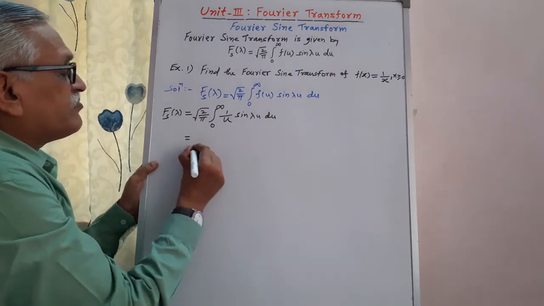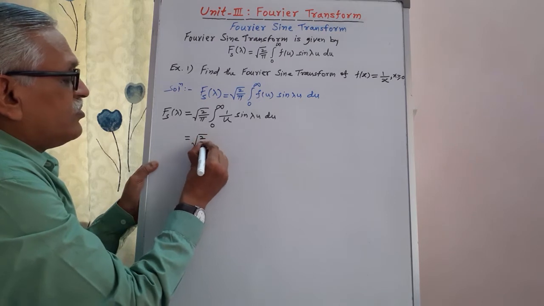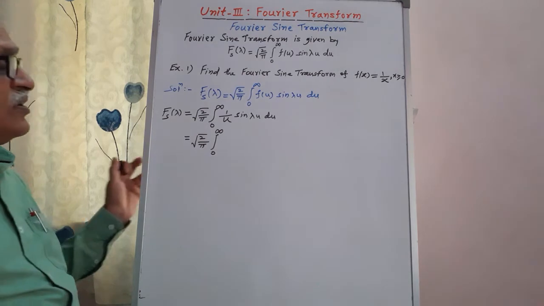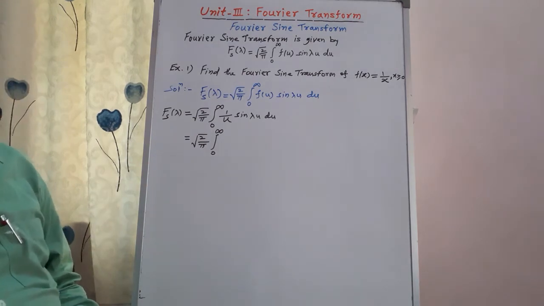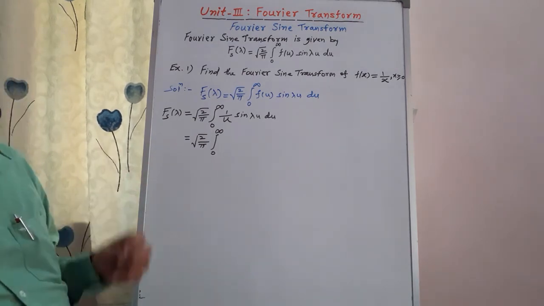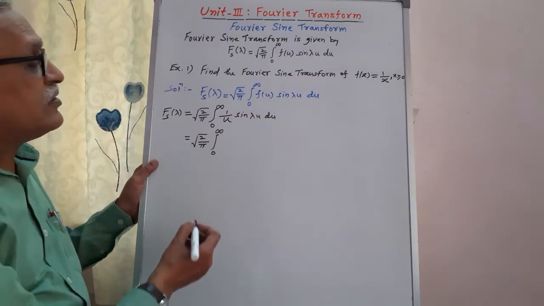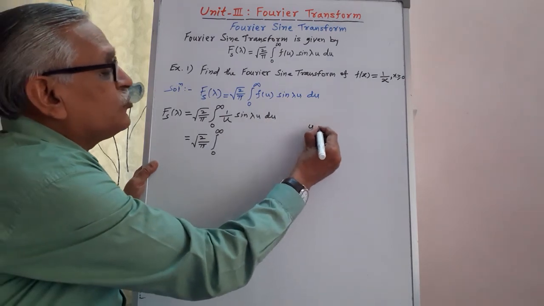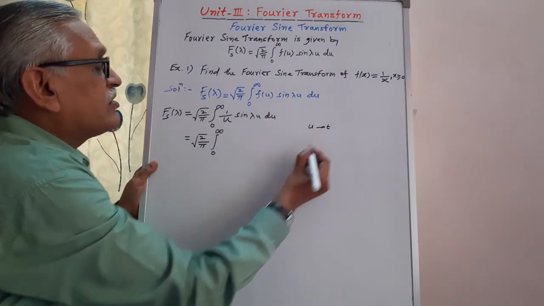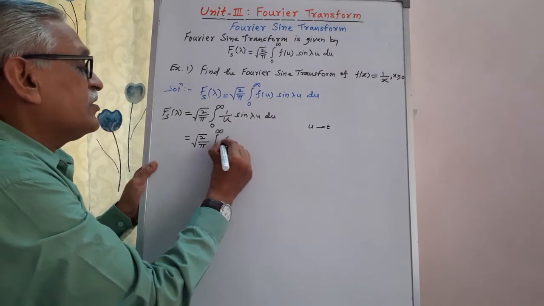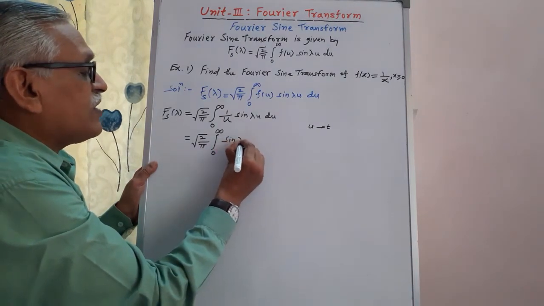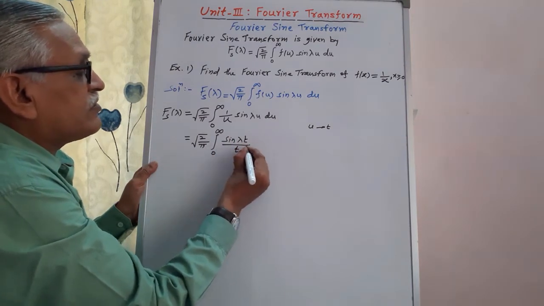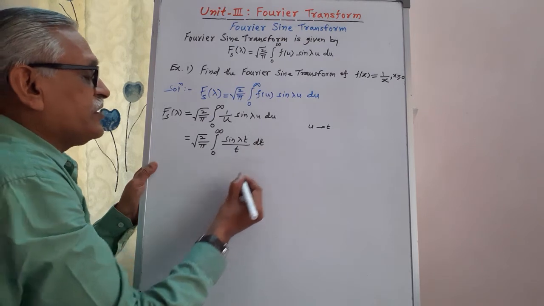Rewriting this, root 2 by pi integral from 0 to infinity, replacing u by t. Therefore, it becomes sine of lambda t upon t, integration with respect to t.